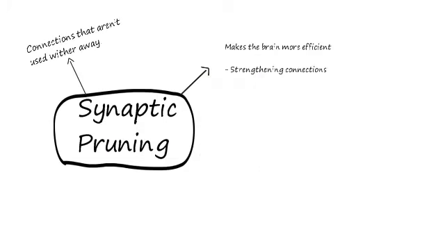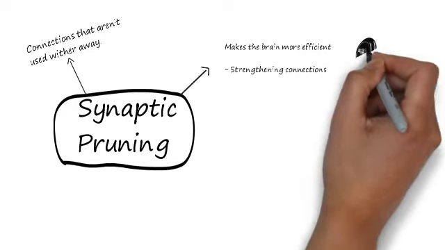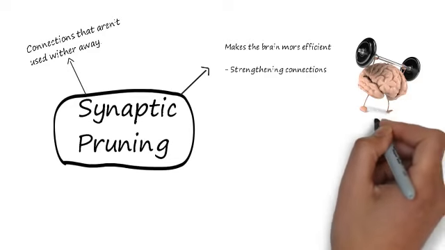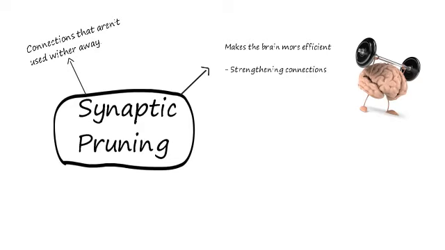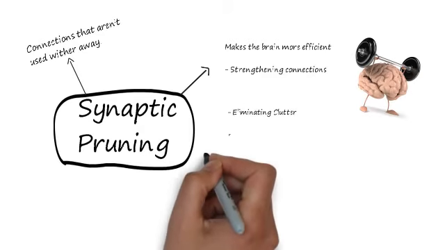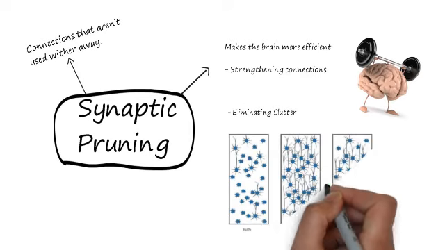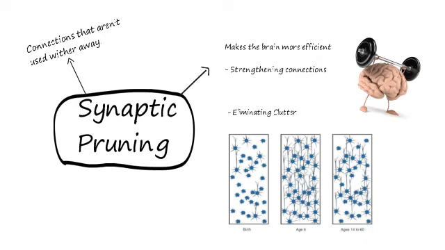It is thought that this pruning process makes the brain more efficient by strengthening the connections that are used most often and eliminating the clutter of those that are not used at all. In this diagram, you can see the reduction of synapses as the child gets older. The term use it or lose it is often associated with this process.